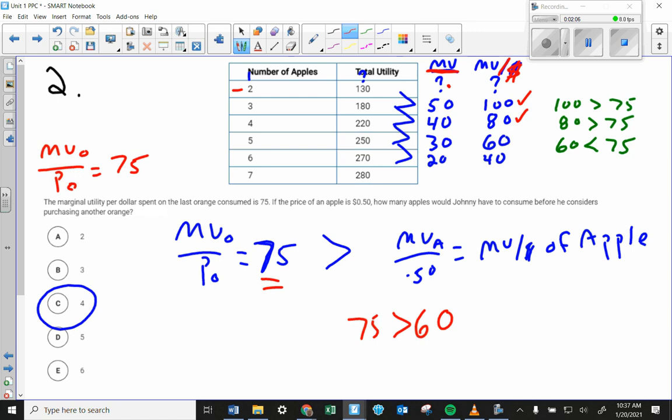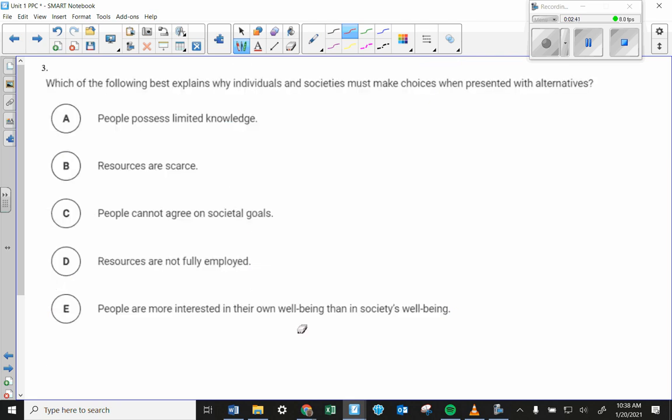So you're definitely going to buy the third apple. Why buy the third apple? Because its marginal utility per dollar of 100 is greater than marginal utility per dollar of oranges, which they gave you as 75 back here. So you buy the third one, you buy the fourth one, but you do not buy the fifth apple because the marginal utility per dollar of apples for the fifth apple is 60. Marginal utility per dollar of the oranges is 75. So at that point, you would then buy oranges. So the answer is you would buy 4 apples. Tough question. It's one of the tougher ones on the test.